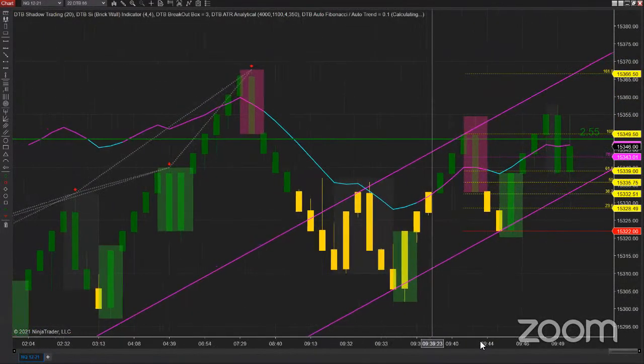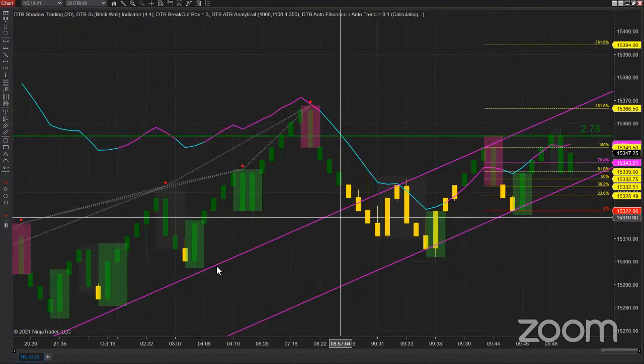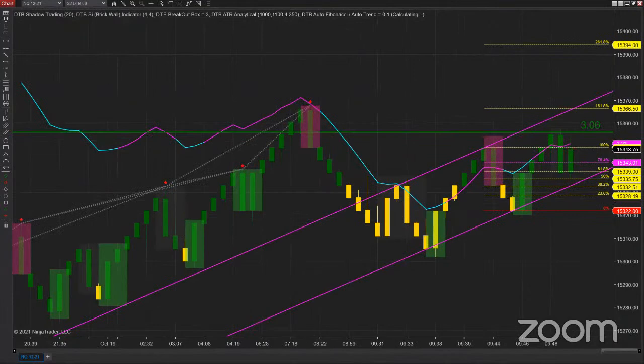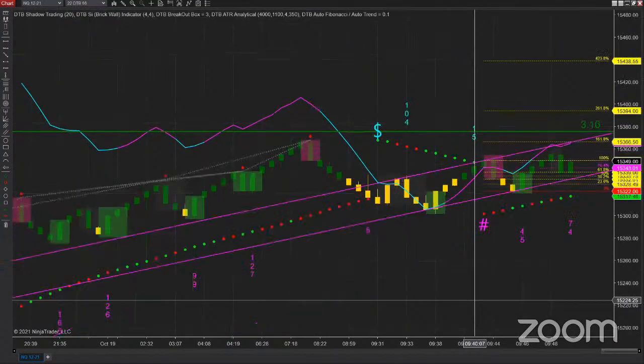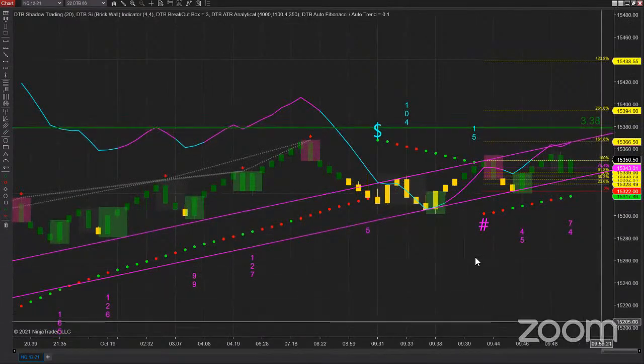So this indicator you're looking at, Jay, with these lines, that is basically an auto Fibonacci auto trend indicator. So it's going to pick up on your chart what is the current trend, what's happening on there.